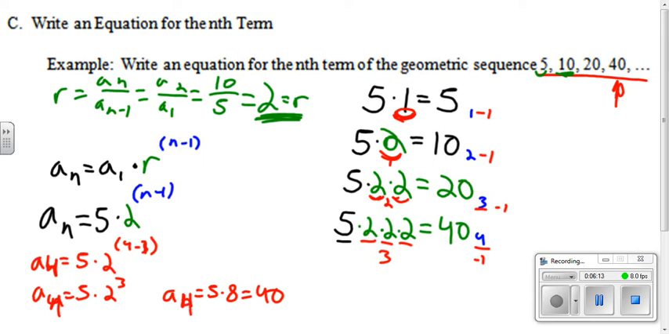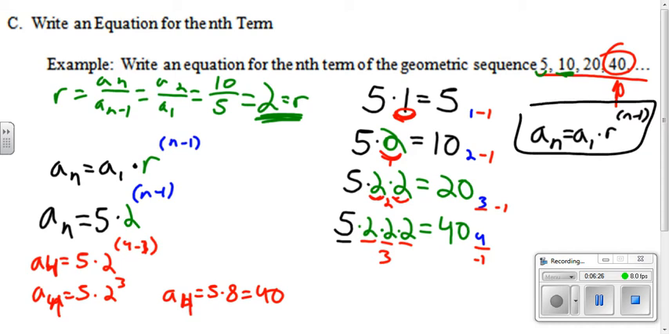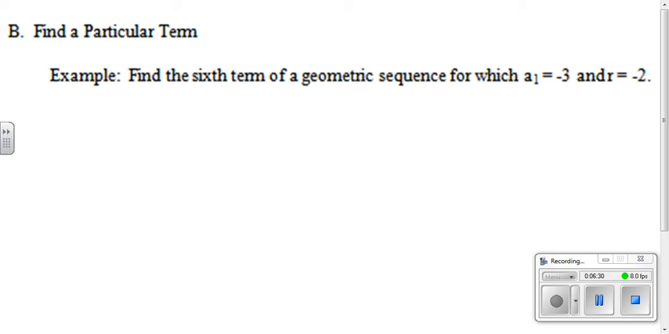A sub 4 is 40, which is what we got there. So you're going to want to make sure this one, a sub n equals a sub 1 times r to the n minus 1, is in your reference sheet. If it's not, go ahead and put it in there right now. Now we're going to use that.